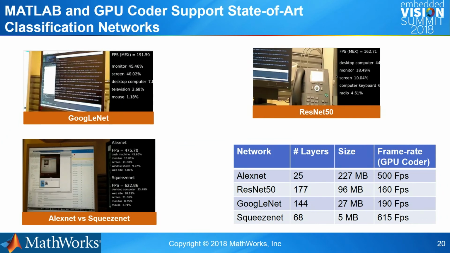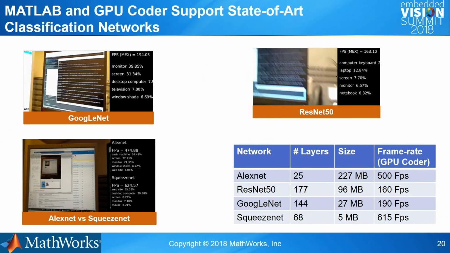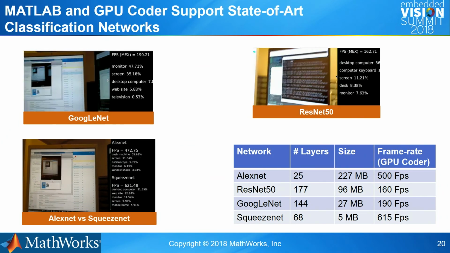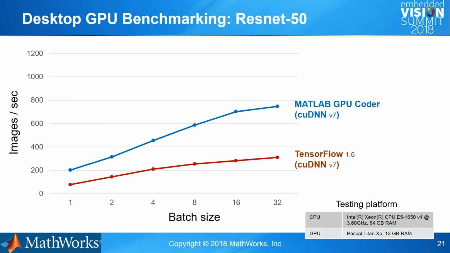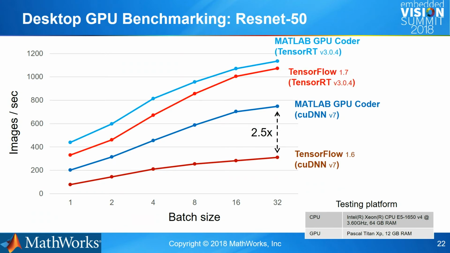Quick word on the benchmarking. How fast is this? We have support for all your regular popular networks, but we compared our performance with GPU Coder with TensorFlow first on GPU. So it's a Titan XP. We are benchmarking ResNet 50. And you can see that compared to TensorFlow, we're about 2.5x faster with GPU Coder. Now, TensorFlow also has support for TensorRT, and we also have support for TensorRT. But still, the GPU Coder supported TensorRT is always faster than TensorFlow.